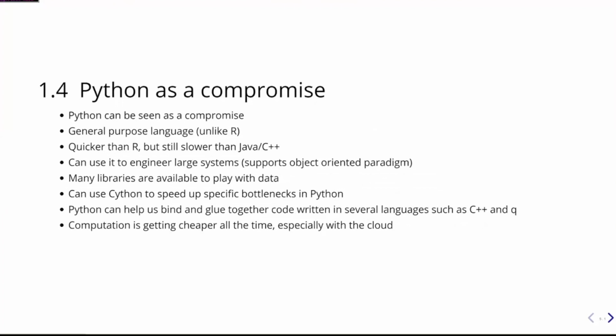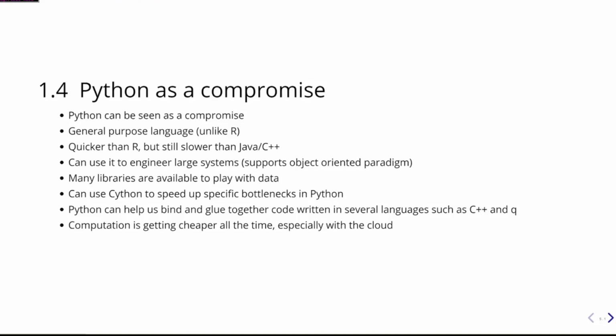So essentially, Python can be seen as a compromise language. It's more of a general purpose language compared to something like R, which is more geared purely towards statistics. At the same time, it's quicker than R. It's probably at the same time going to be slower than Java or C++. At the same time, we can actually use it to engineer large systems because it supports object-oriented programming as well. If you're a fan of that type of thing, I like doing stuff in the object-oriented way. You don't have to do that in Python if you don't want to.